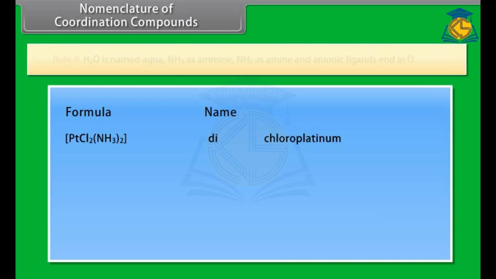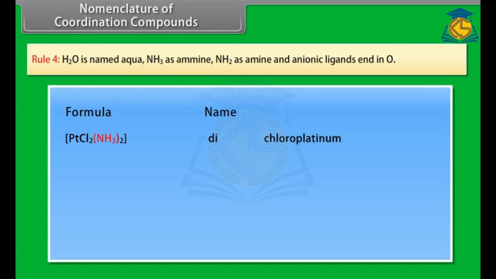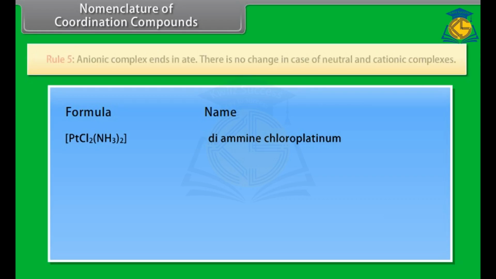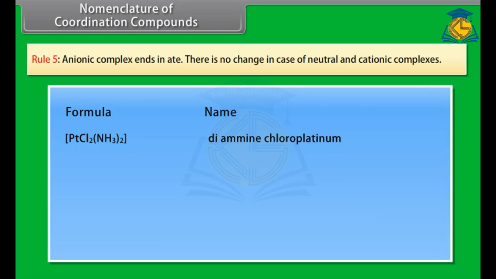etc. Rule 4. H2O is named aqua, NH3 as ammine, NH2 as amido, and anionic ligands end in O. Rule 5. Anionic complex ends in ate. There is no change in case of neutral and cationic complexes. Rule 6. The oxidation state of the central metal is indicated by Roman numeral in brackets.